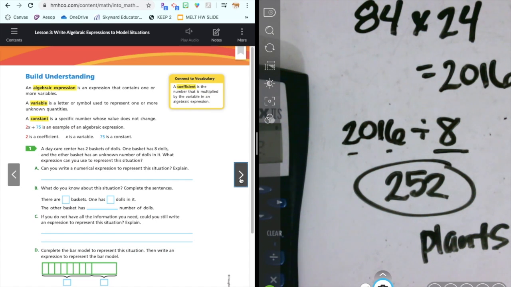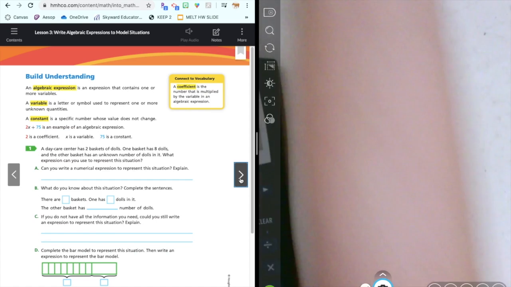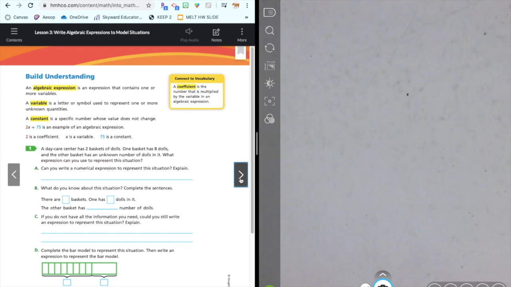The vocabulary for today: an algebraic expression is an expression that contains one or more variables. A variable is a letter or a symbol used to represent one or more unknown quantities. A constant is a specific number whose value does not change. And a coefficient is the number that is multiplied by the variable in the algebraic expression.